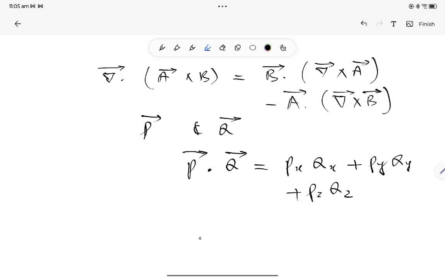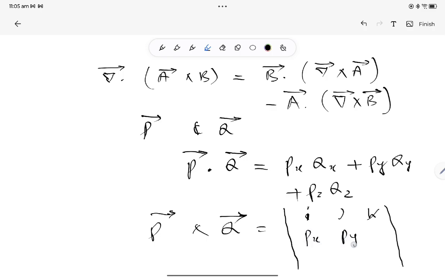Now as far as the definition of cross product is concerned, it is this: P cross Q. A short way of writing it is, we write i, j, k. These unit vectors are needed because P cross Q is a vector itself, and we have Px, Py, Pz, Qx, Qy, Qz. You can immediately see that when you take the x component of the cross product, in the x component you will have cross terms Py Qz, Pz Qy, and so on.